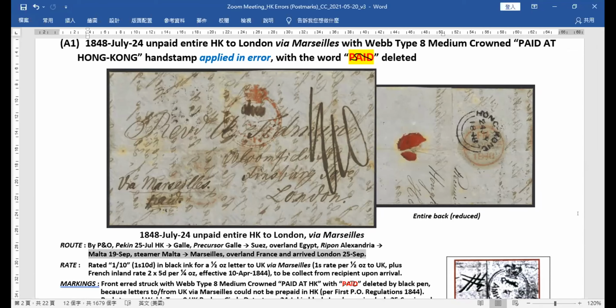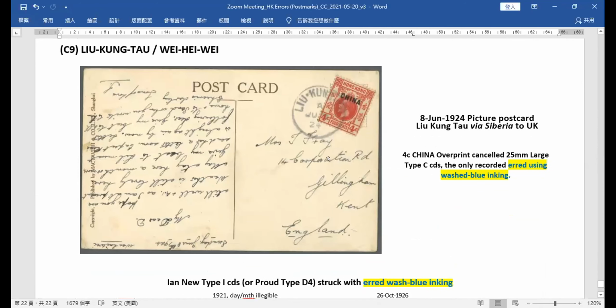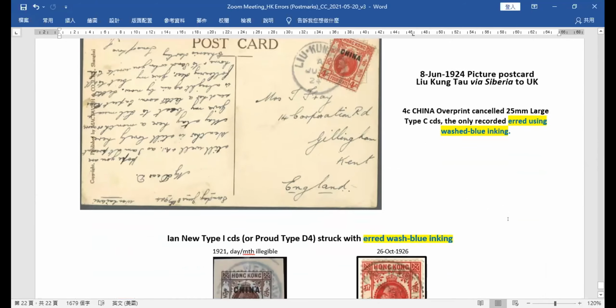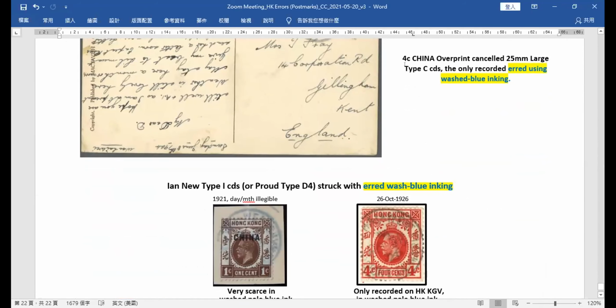I think that the Lu Kung Tao, the last one with the wash blue inking, I think I've seen them before. So I think maybe just this one? Maybe they used a wrong mixture or something. Yeah, sometimes they just use a different ink mixture, wrong mixture of ink or wrong solvent or something. It changed the color of the ink. Anyhow, yes, thank you, Charles, for really showing us lots of interesting material. And several items need careful thinking.